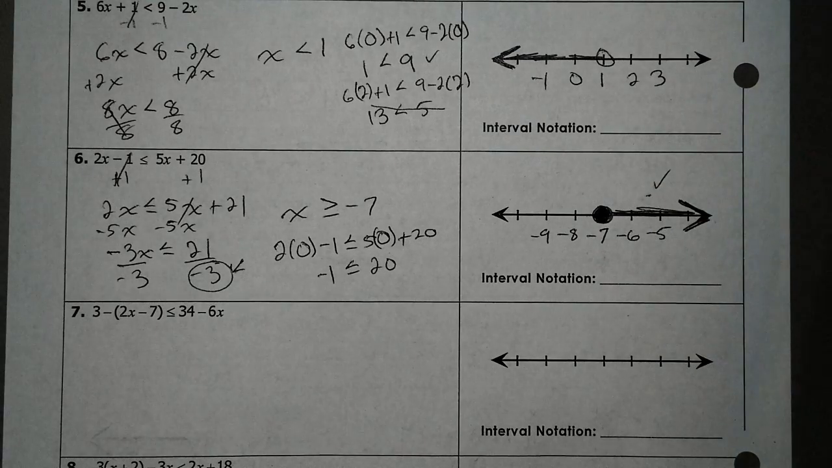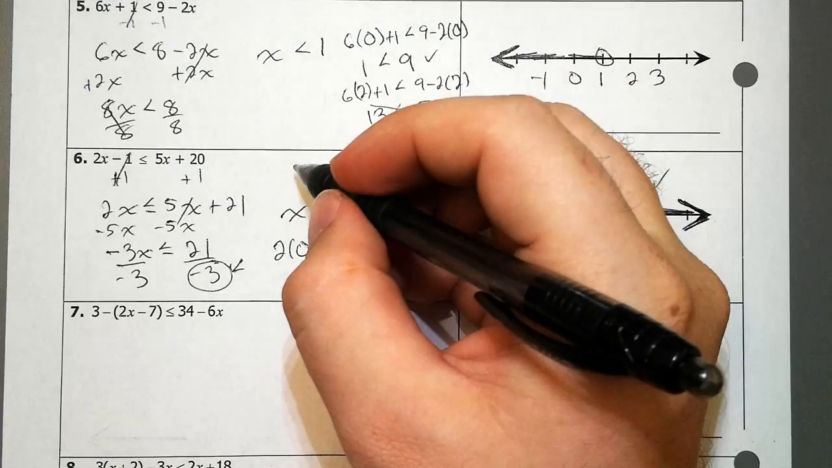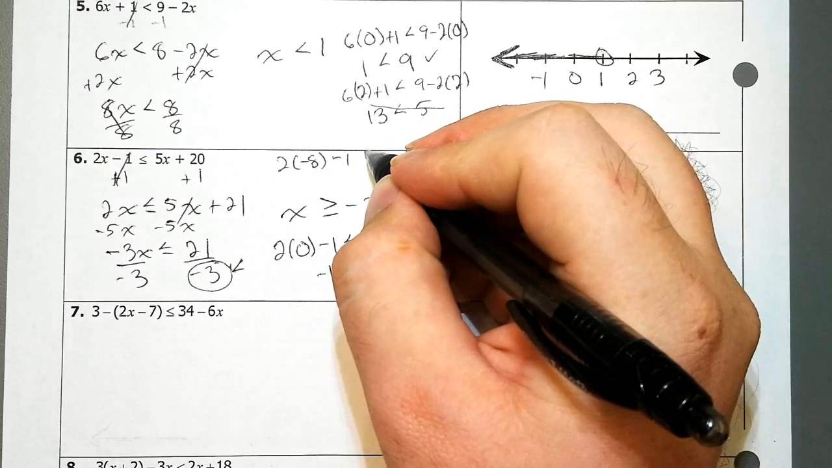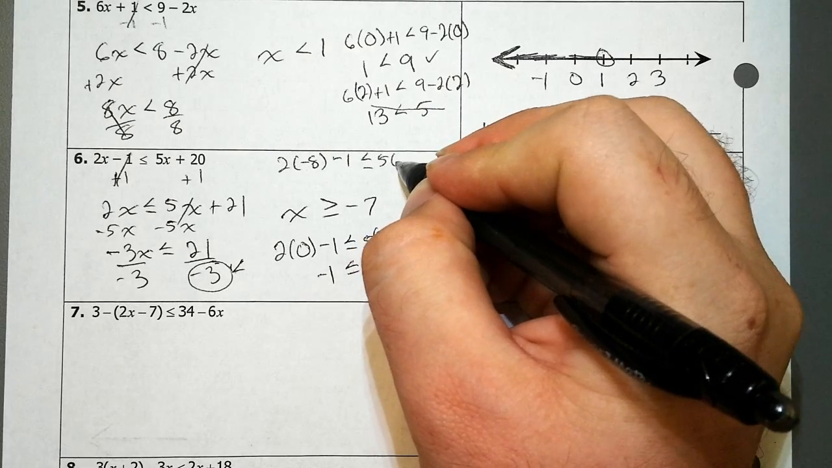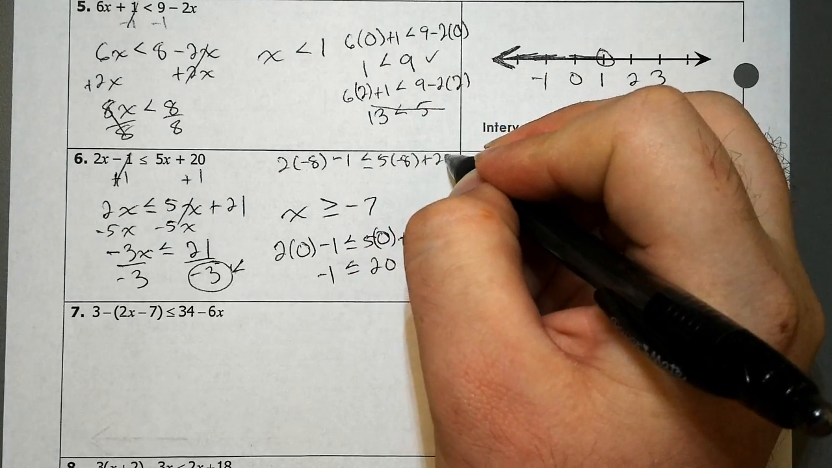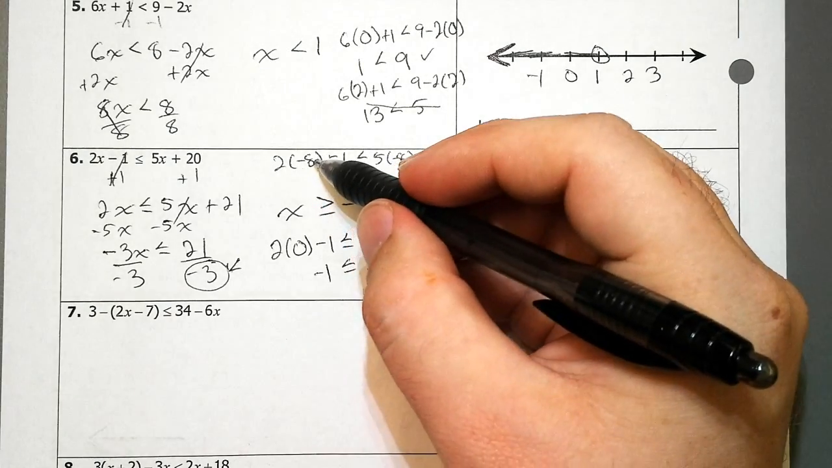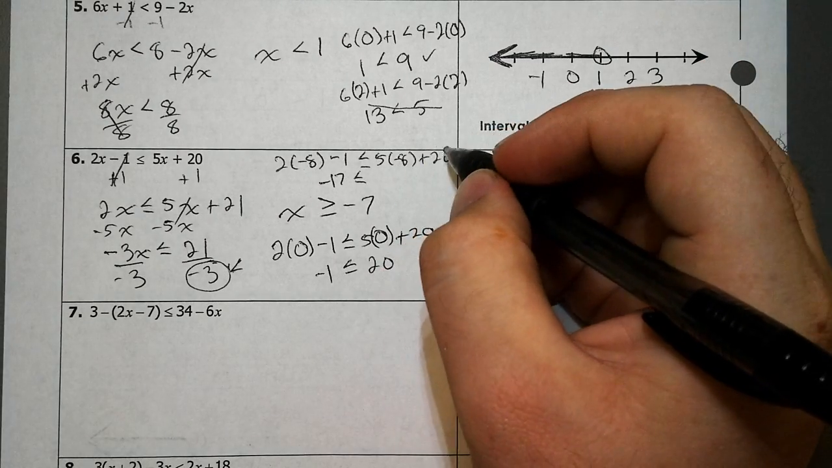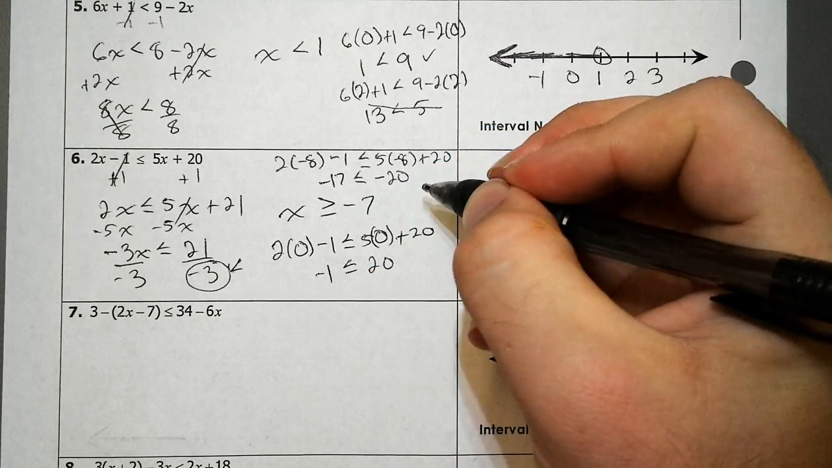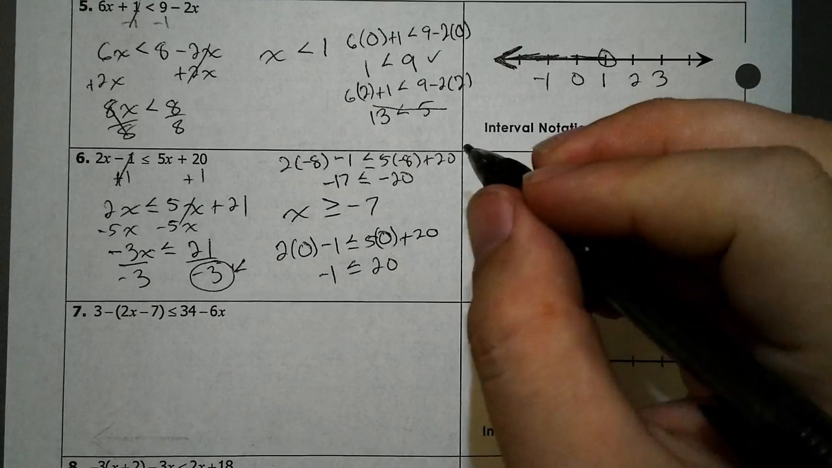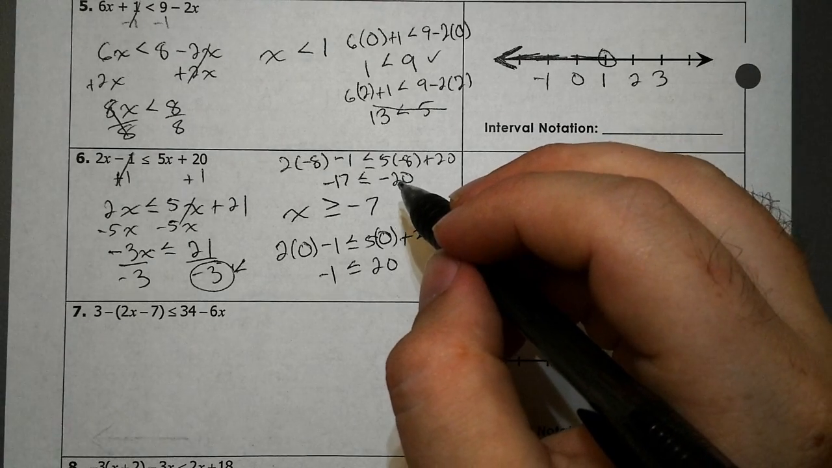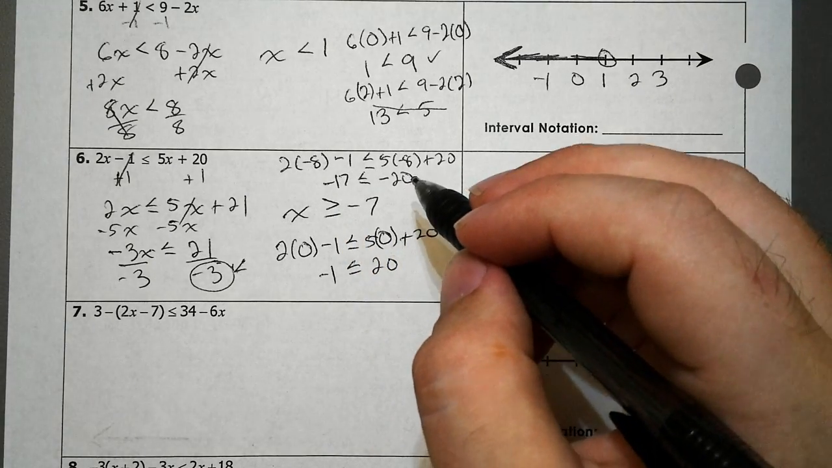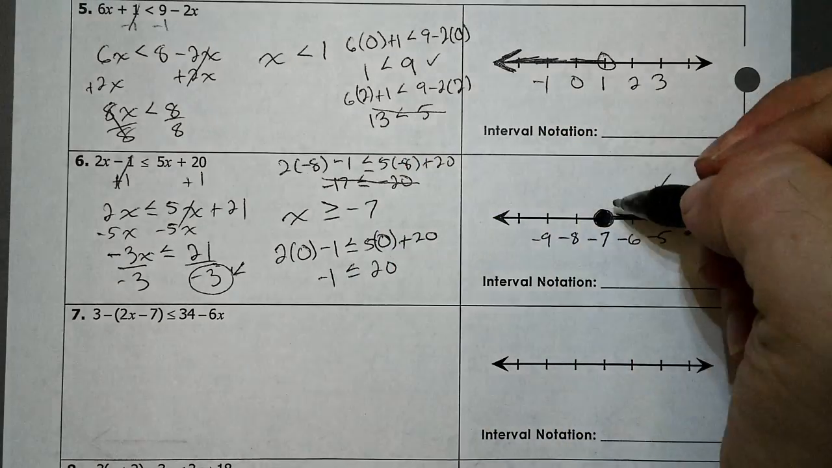Try one on the other side. Let's go with negative 8. So 2 times negative 8 minus 1 should be less than or equal to 5 times negative 8 plus 20. That's going to be negative 16 minus 1, which is negative 17, less than or equal to negative 40 plus 20, which is negative 20. Now, remember, when our negative number has a higher value than our other negative number, it's actually lower. So this statement is not true, so these values do not work.